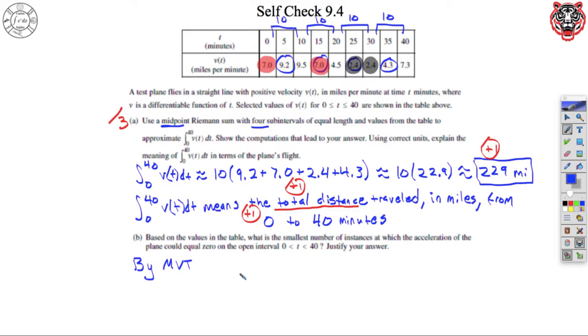And before I move on with MVT, just to note what MVT says. MVT says that f prime of c, at some point c in the interval between a and b. Remember that c is somewhere in between there. So some random point between this interval a and b. The derivative f prime of c must be equal to the average slope. So the instantaneous rate must be equal to the average rate, f of b minus f of a, all divided by b minus a. And that happens at least once.